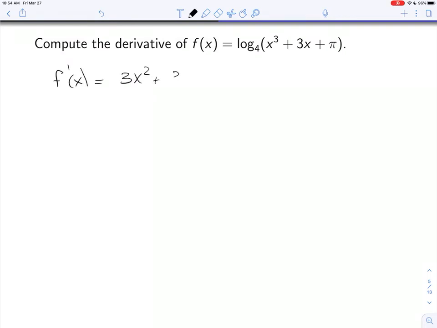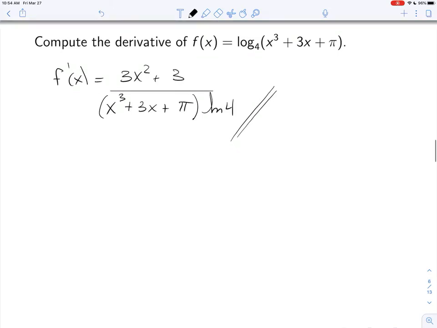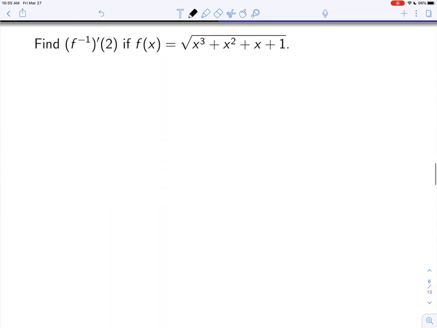You're going to get a 3x squared plus 3, that's the derivative of the inside, over the inside, which is x cubed plus 3x plus pi. If that was a natural log instead of log base 4, we'd stop, but it's not. So we're going to divide by ln of 4, and we've got it. That's it. So done with that one. Let's go on to the next one.